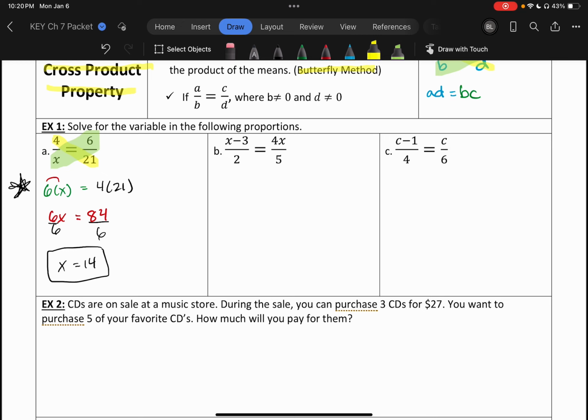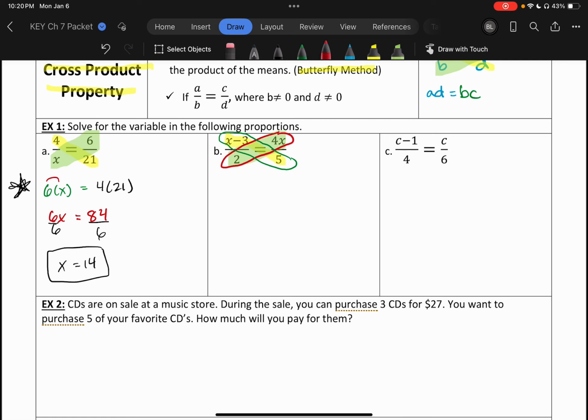So part B, we have x minus 3 over 2 is equal to 4x over 5. This one's a little bit more complicated now. Let's look at our diagonal here. If I want to cross multiply, you can do this with highlighters. You can just circle it if you want, whatever is easiest for you.